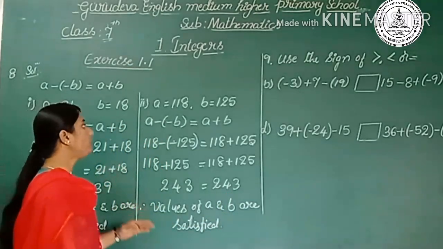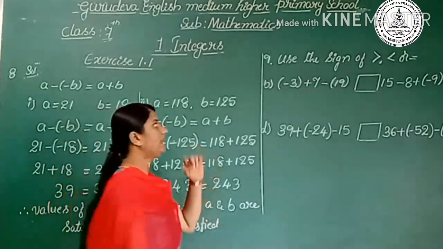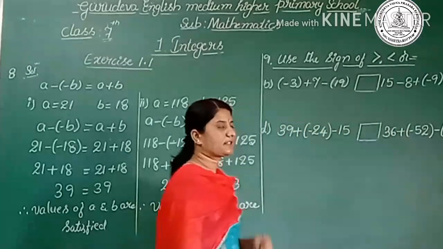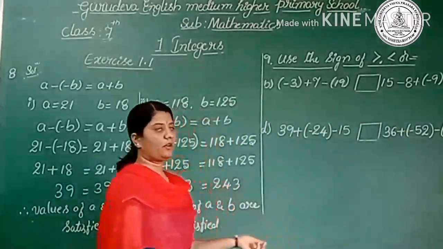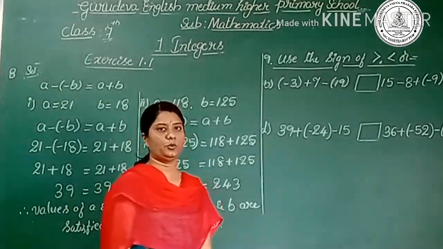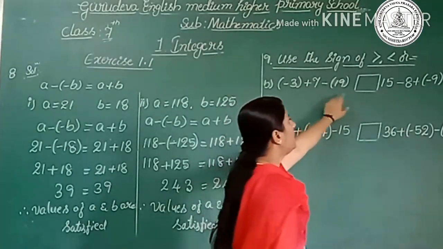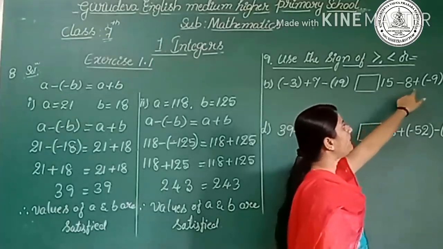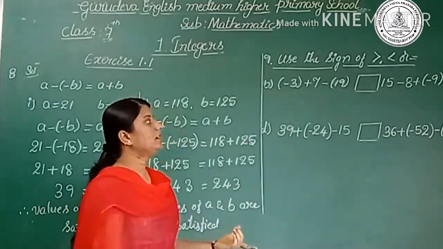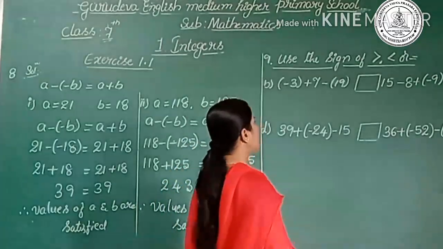Okay, and the rest of the two problems you may do in the same manner. Then next I will take the 9th question. Use the sign of greater than, less than, or equals. They have given 5 problems, and here I have taken 2 different problems. The rest of the problems you may do. The first one is minus 3 plus 7 minus 19 and minus 15 minus 8 plus minus 9. You may check whether both sums are the same, or less than or greater than. So let's find out here.